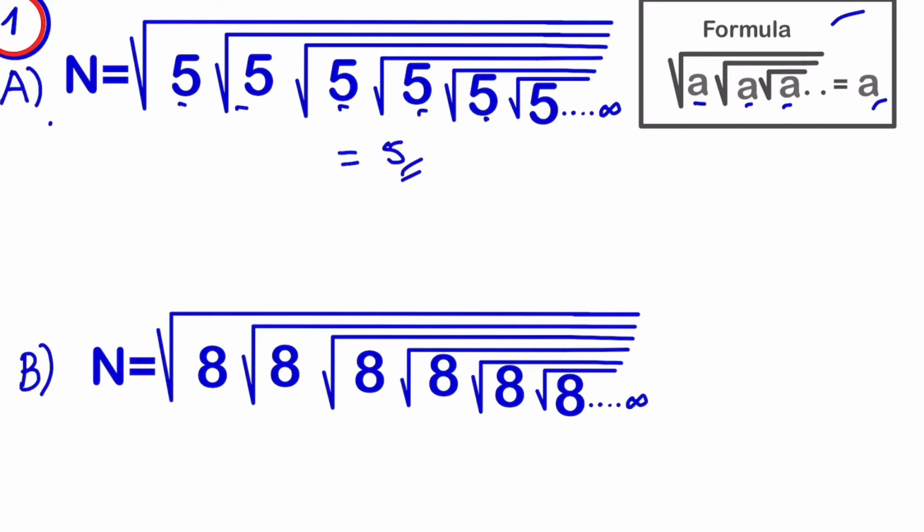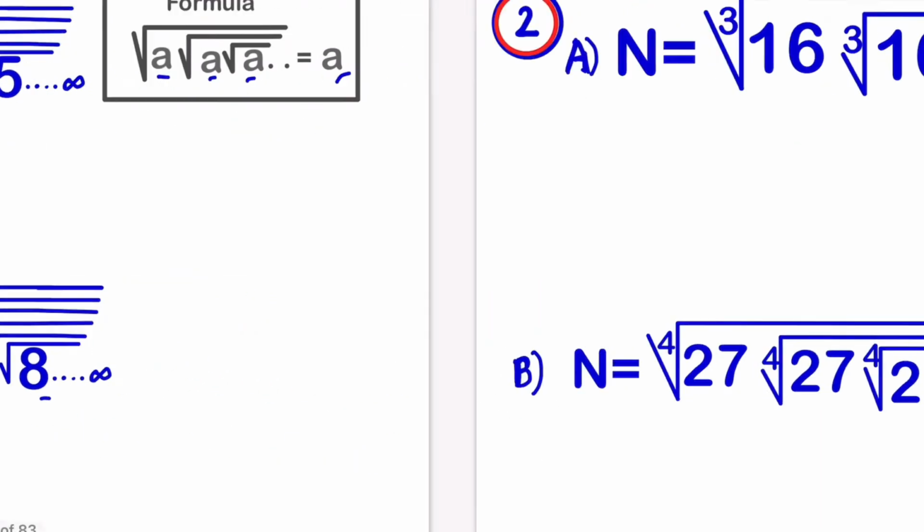If we look at the second question, we can identify a. So our a here is 8. So this means our answer for this question 2 or B will be equal to 8. So that's it using the formula. Let's move to the next question.